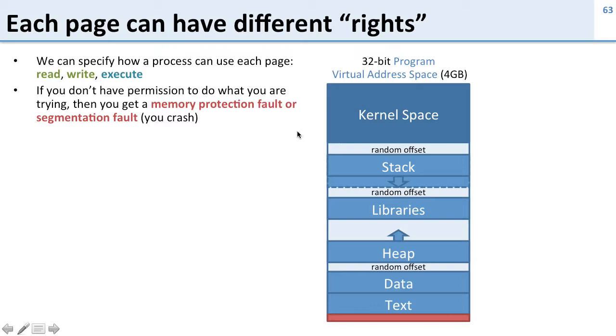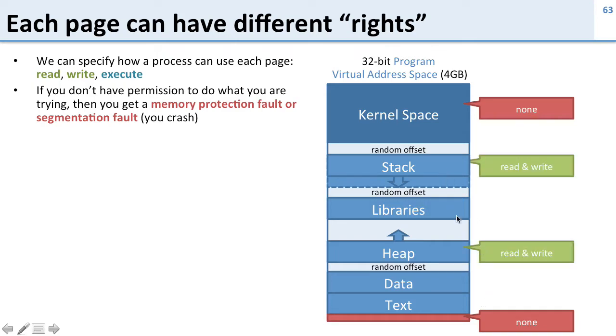So if you don't have permission for what you're trying to do, the hardware and the operating system will cause you to crash. You'll get a memory protection or a segmentation fault, otherwise known as a seg fault, and the OS will kill your program. So the kernel space up here, you have no permission to it. If you try to read this data, write this data, or execute it, it's just going to go ahead and crash your program. Same for this I/O space down here.